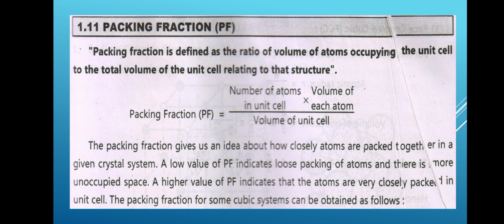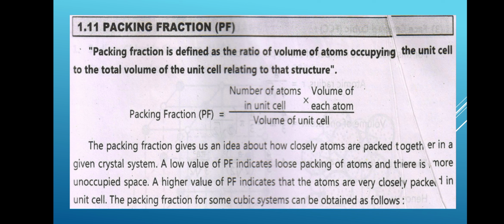The packing fraction is equal to number of atoms in a unit cell into volume of each atom divided by volume of unit cell. The packing fraction gives us an idea about how closely atoms are packed together in a given crystal system. A low value of packing fraction indicates loose packing of atoms and there is more unoccupied space. A higher value of packing fraction indicates that the atoms are very closely packed in a unit cell.